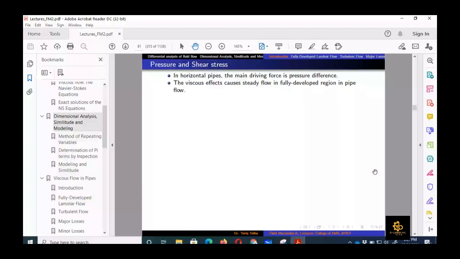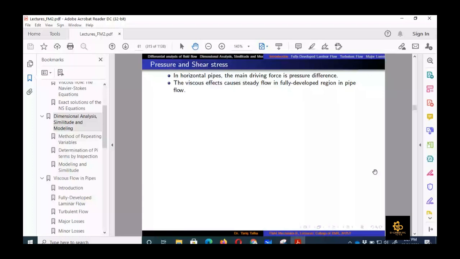So the viscous effect causes steady flow. It means that in the fully developed flow, there is an equilibrium between the pressure difference force, which is the driving force, and the viscous force, which is the retarding force, or we can say the opposing force.